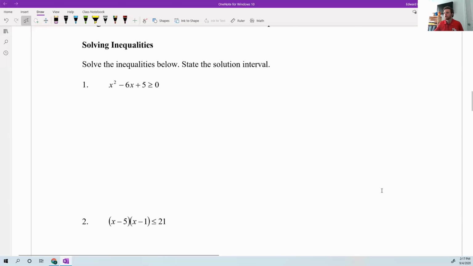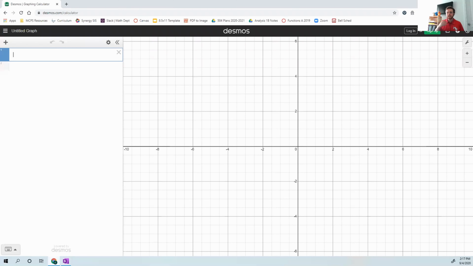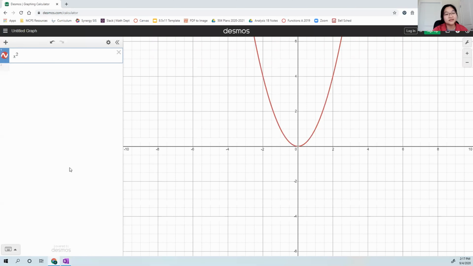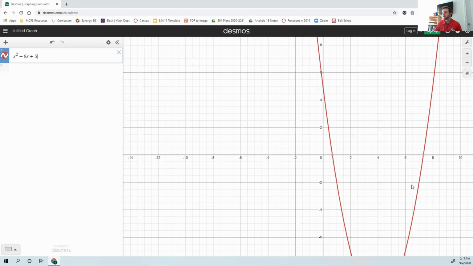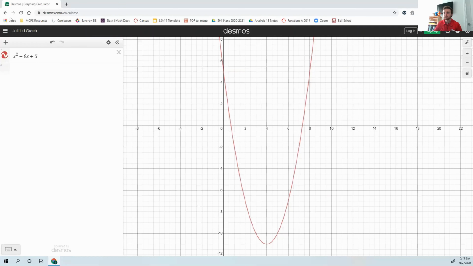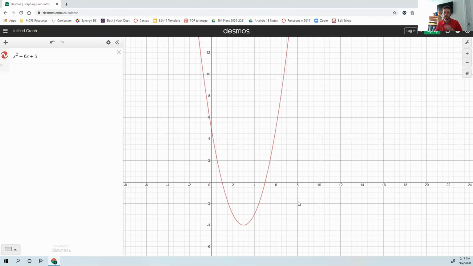So what I want to do, Mrs. Contreras, is take this: X squared minus 6X plus 5 is greater than or equal to 0. I'm going to graph the left-hand side in Desmos. Hopefully I can get it up. Sweet, we got Desmos here. We got X squared, and then what was the rest of the expression? I've already forgotten. Minus 6X, plus 5. Oh, that's an 8, not a 6. I'll fix that in just a second. Let's put a 6. Boom, changed it a little bit.